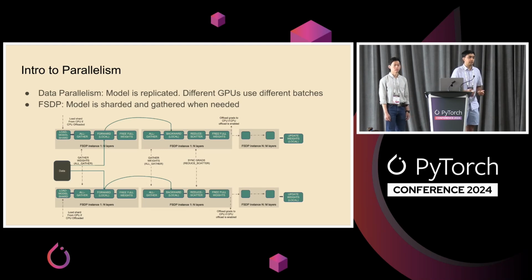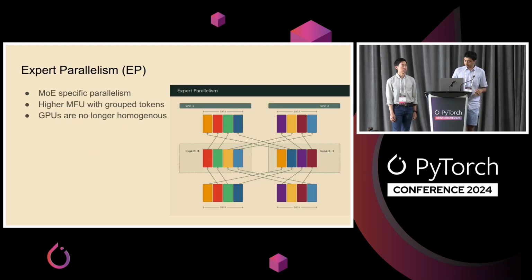And I'll do the same thing in my backwards pass. Before I do the backwards pass for that layer, I'm going to gather that layer, do the backwards pass, and then update the gradients. So this is really great and is what I'd say is sort of the default way of training large models up till a handful of thousands of GPUs. And we get pretty good performance with this. But for MoEs, we can actually do a little bit better.